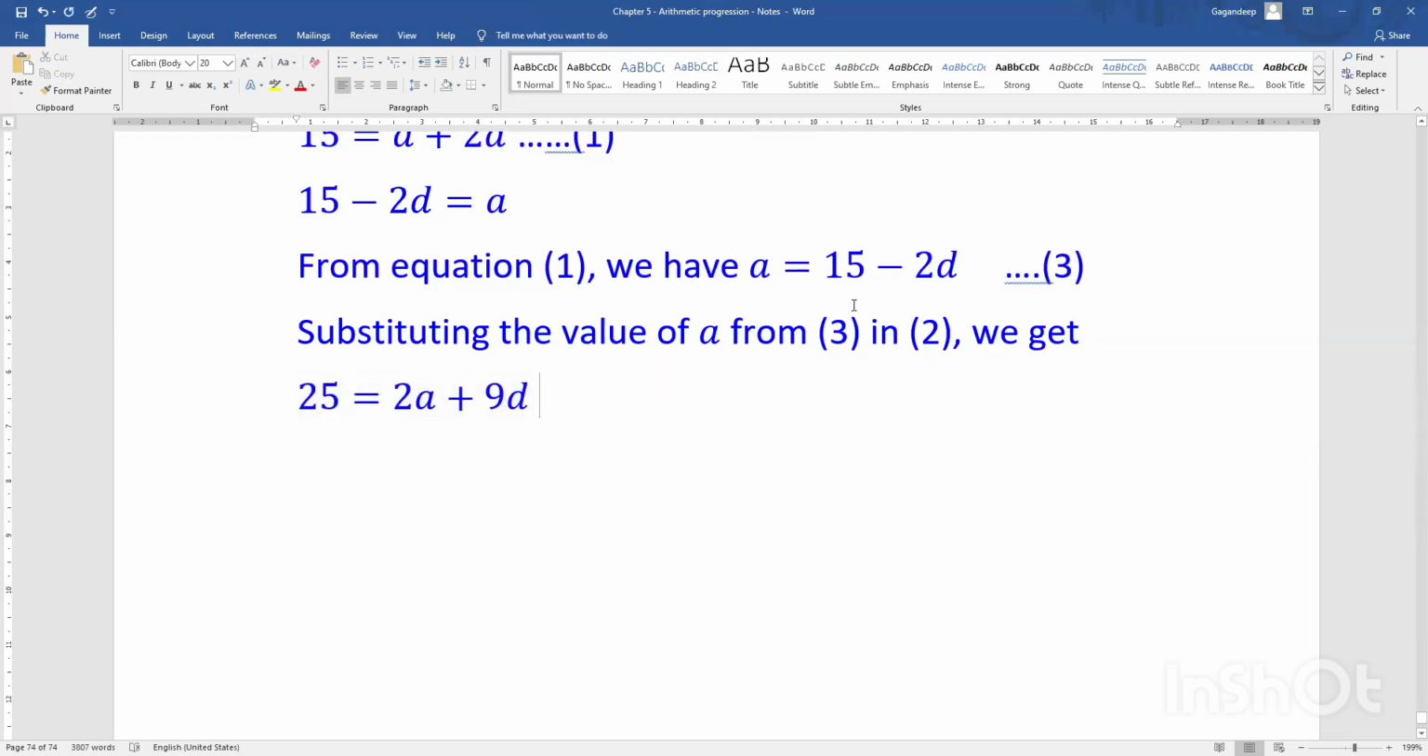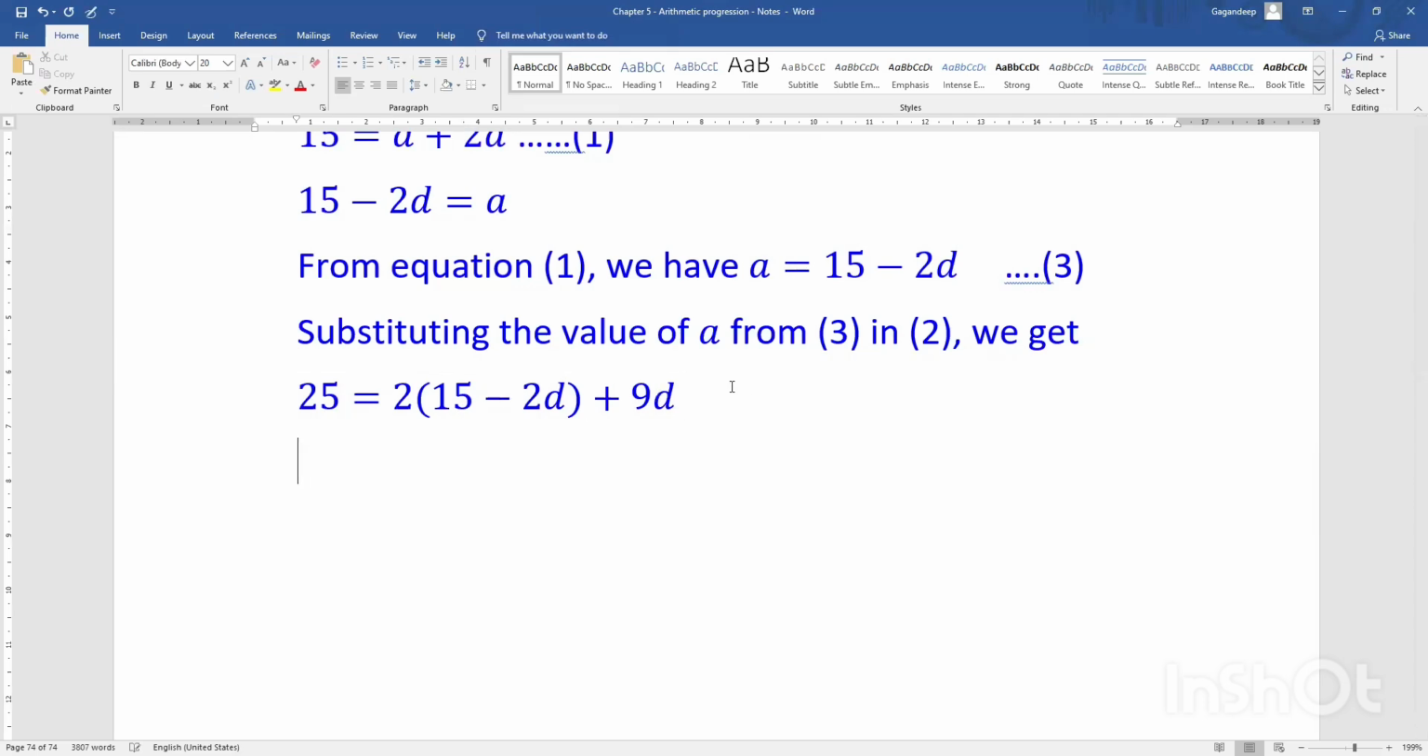Now, what is the value of A? A is nothing but 15 minus 2D. So let me take that, 15 minus 2D. See here, I'm just replacing A with 15 minus 2D. So that one, you have to enclose it in bracket. That's very important, okay? So now I've enclosed this, 15 minus 2D, within the bracket.